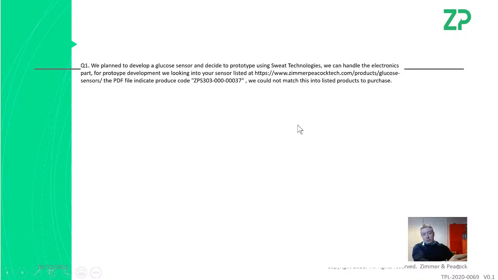Right. So the first question that came through, all these questions are linked to CGM, continuous glucose monitoring. They plan to develop a prototype sensor for doing probably analysis of glucose in sweat. They will want to do the electronics themselves. Now their first question is the part number that's in the data sheet didn't match up with any of our glucose sensors. So what I've done is I've actually done a revision of the data sheet.